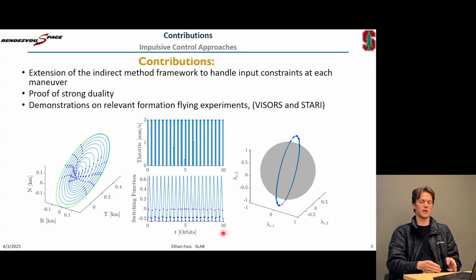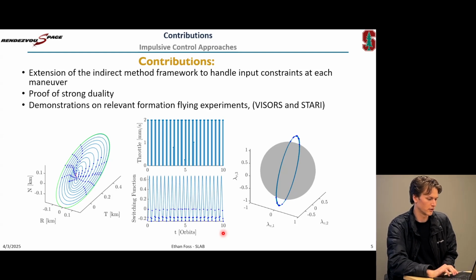And other techniques and indirect methods for impulsive control have not yet demonstrated a capability of handling this sort of constraint. So in this talk, I'll introduce an algorithm that is able to handle these constraints, and I'll show that it achieves strong duality, which means that the resulting algorithm is globally optimal. The solution framework is globally convergent, and also there is a certificate of global optimality at the end of the optimization.